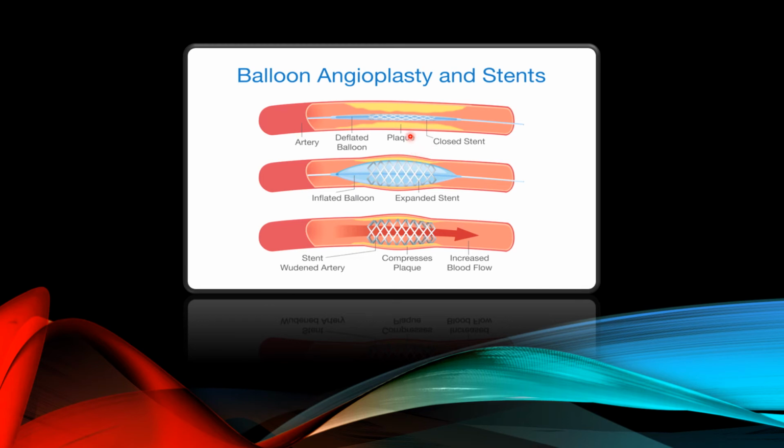Once the catheter is in place, the balloon is inflated at the narrowed area of the heart artery and presses the plaque or blood clot against the sides of the artery, making more room for the blood flow. Then a stent, an expandable metal mesh, is put into the newly opened area of the artery to help keep the artery from narrowing or closing again.